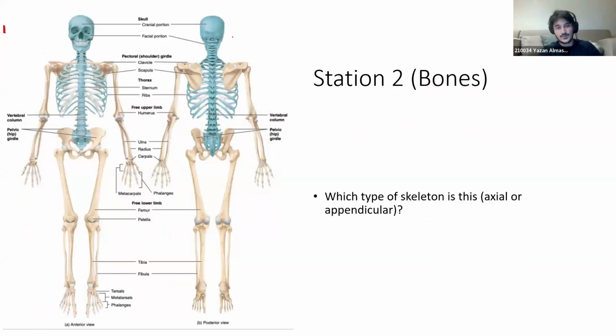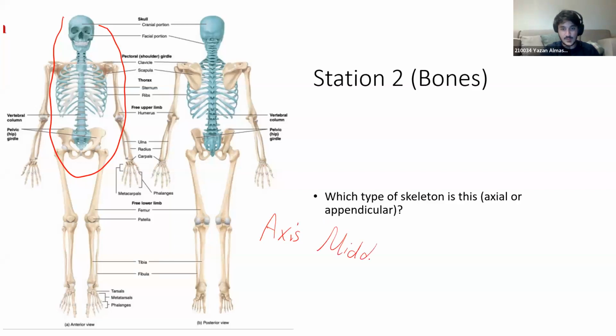Okay, so we have two types of skeleton. We have the axial skeleton, and it's axial because it's in the axis. It's the axis of the body in the middle. Okay, that's axial. And what's the other type? Do you guys know what's the other type?